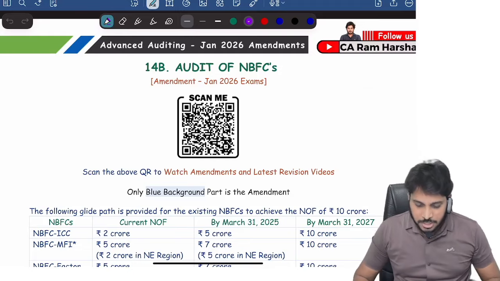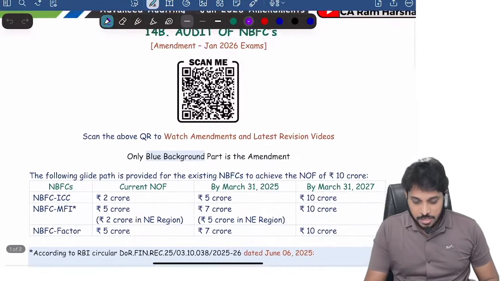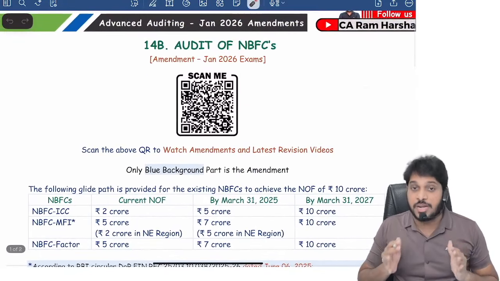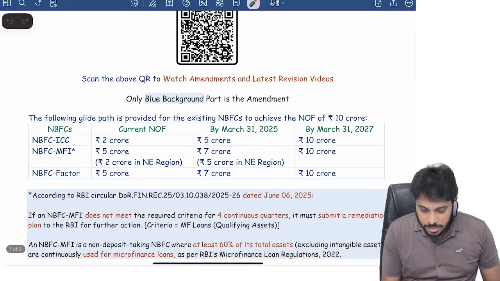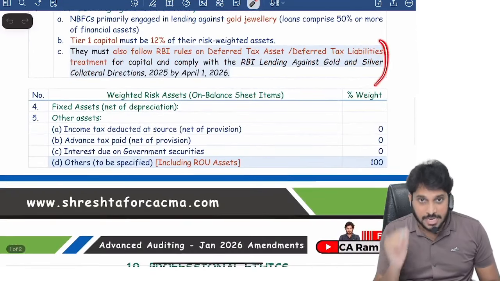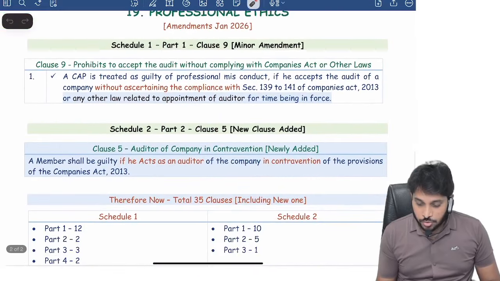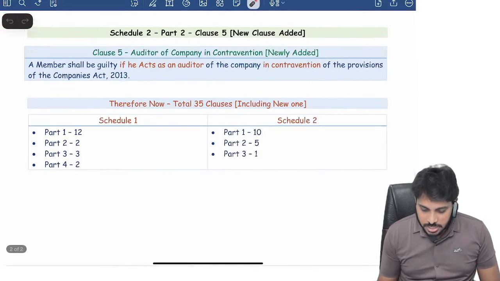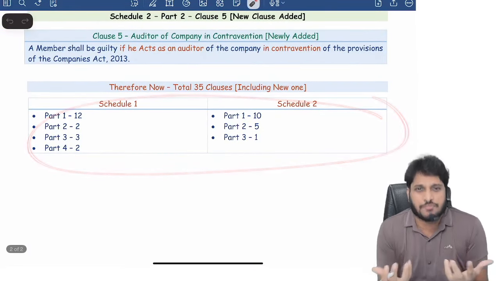Now, with respect to ethics, by the way, if you see, this is the amendments PDF which I gave. And wherever you see this kind of blue background, that is only the amendment. The rest of the content I just gave for reference purposes.